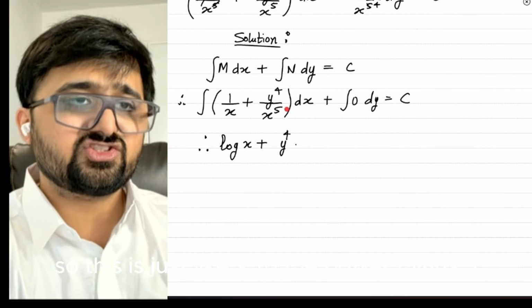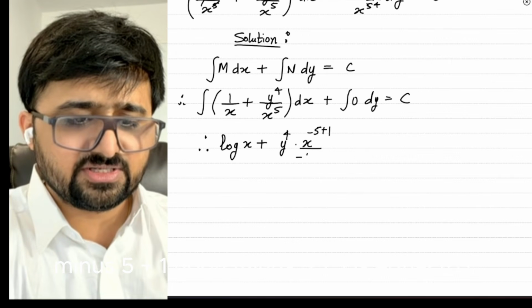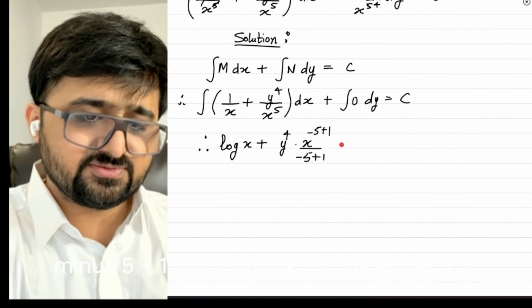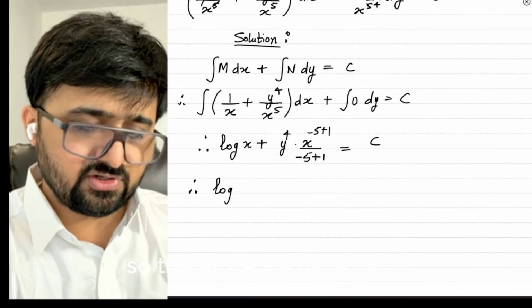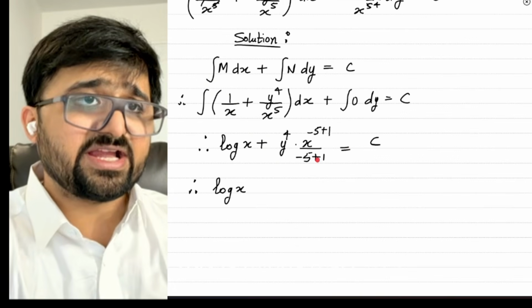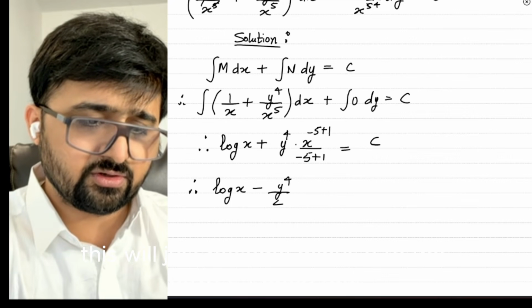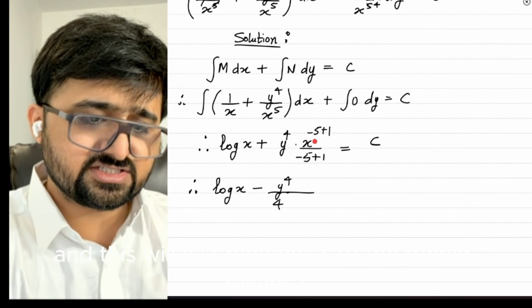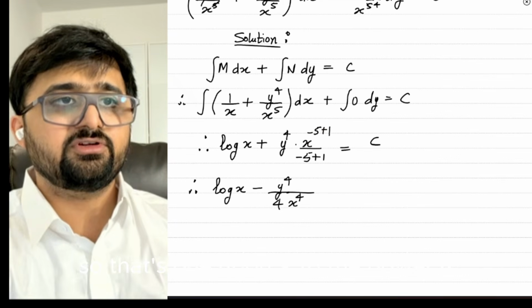So this is just like x to the power minus 5. Integration is x to the power minus 5 plus 1 upon minus 5 plus 1, plus c. So therefore we have log x. This is minus 4, so this will just become minus y to the power 4 upon 4. And this will just become x to the power minus 4. So that's 1 upon x to the power 4.